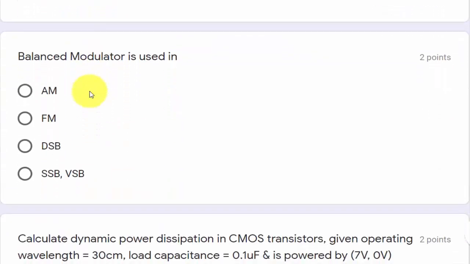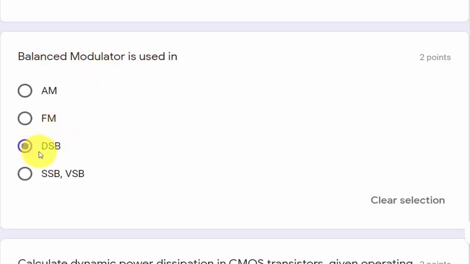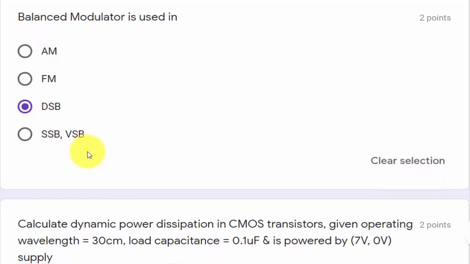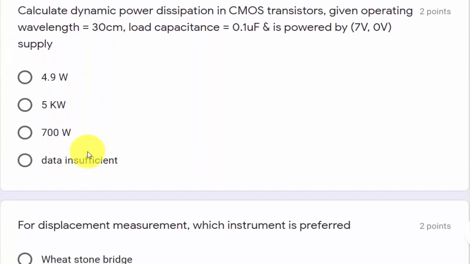Next question: a balanced modulator is used in. This balanced modulator can also be called a product modulator. It is used in double sideband suppressed carrier. It is not used in AM, not in FM, and not in SSB or VSB. So the suitable option is option C, that is double sideband suppressed carrier or double sideband.